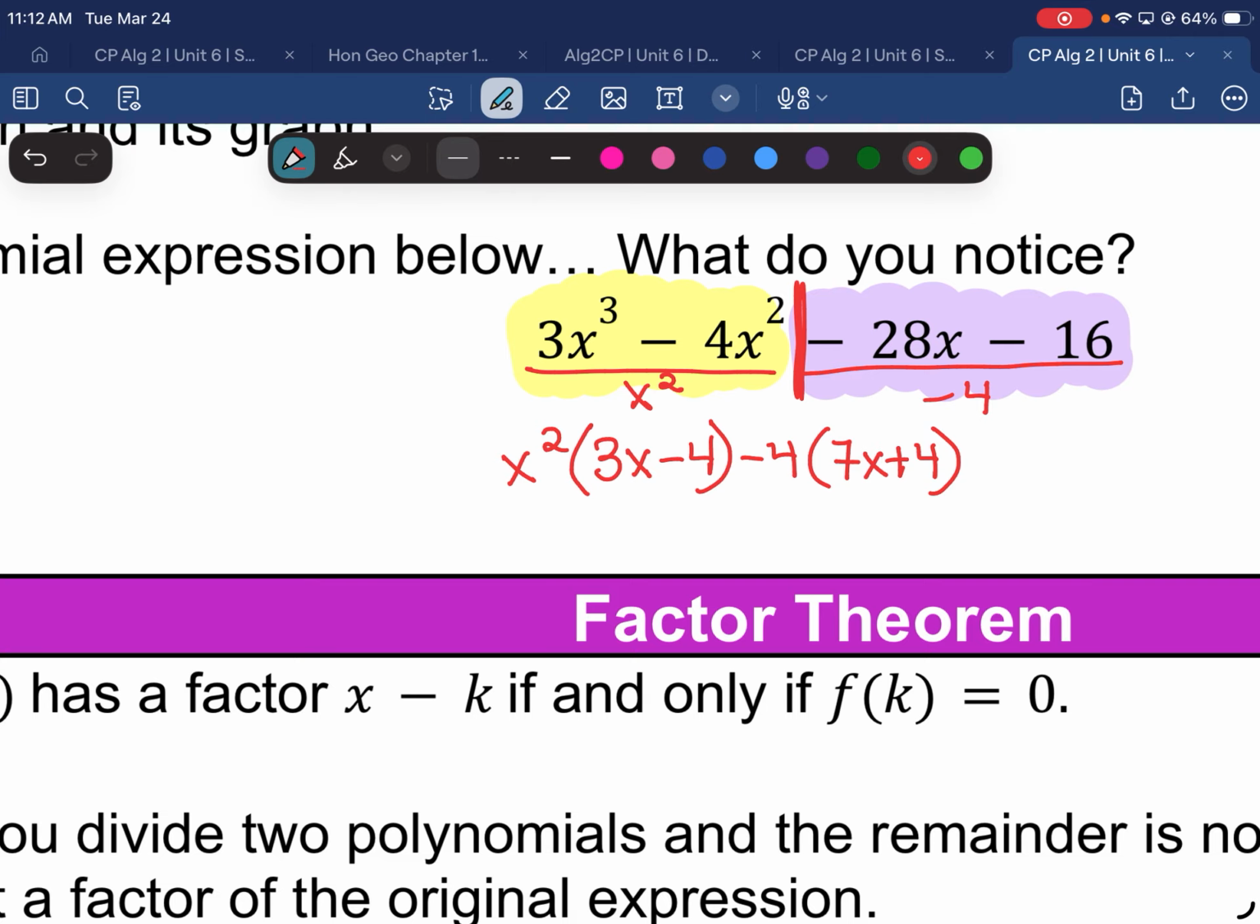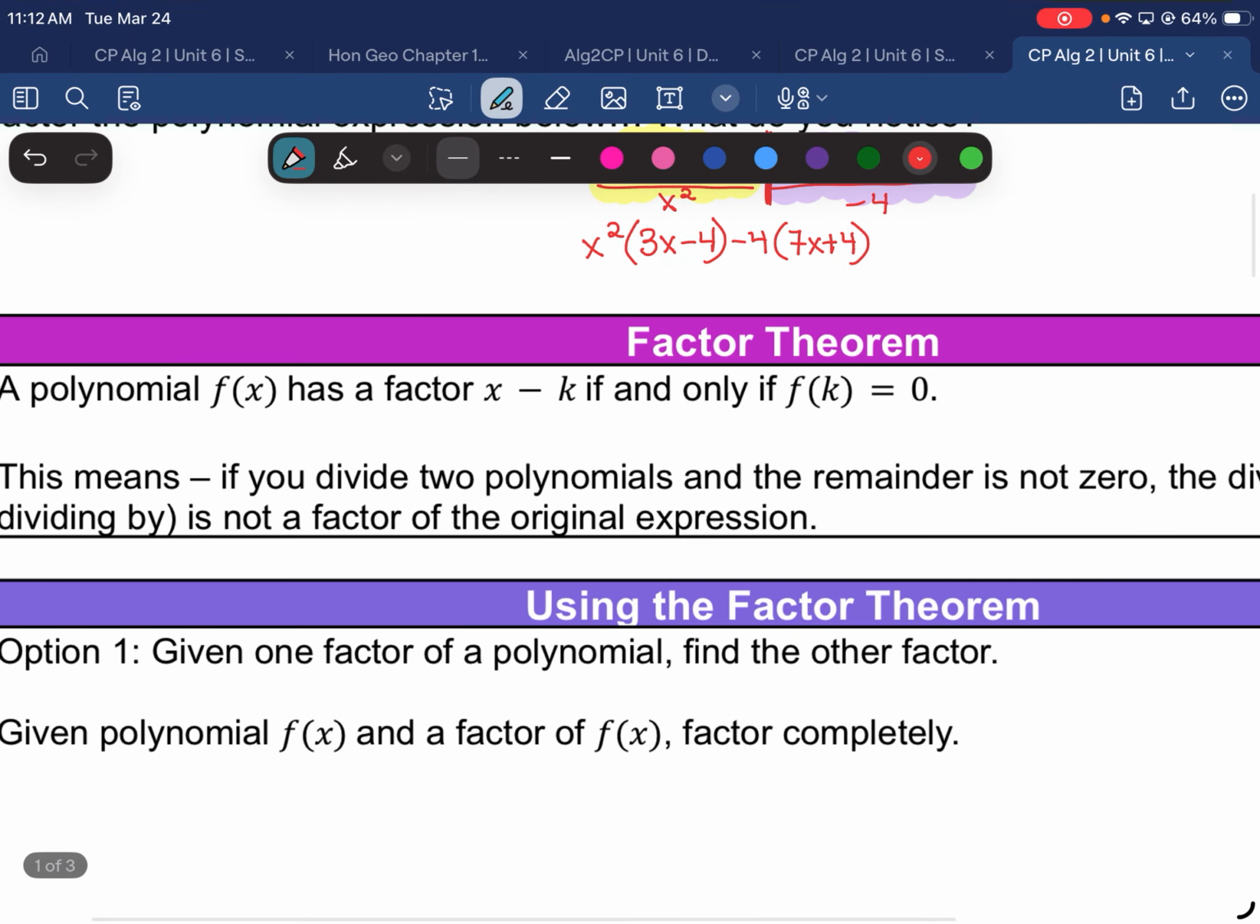Yeah? So, your directions are going to be very similar. It's going to say, factor this polynomial completely, but I have to give you one of the factors. I have to give you one of the binomials. You can't do it unless I give you one of those. Are you with me? Now, what does the factor theorem say?